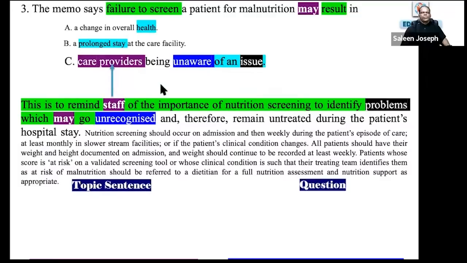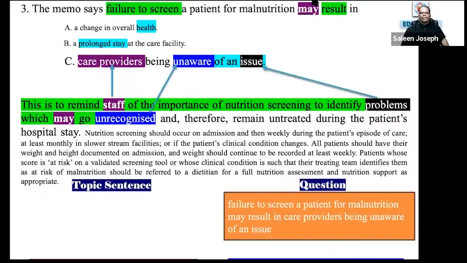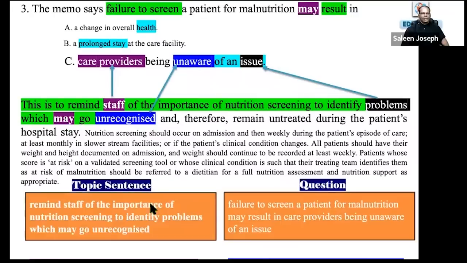Now care providers means staff, unaware, unrecognized, issue, problems, and even you have may, the modal verb in the question stem, and you have may in this sentence. Okay. So see the question topic sentence, remind staff of the importance of nutrition screening to identify problems which may go unrecognized. And the question says, failure to screen a patient for malnutrition may result in care providers being unaware of an issue.